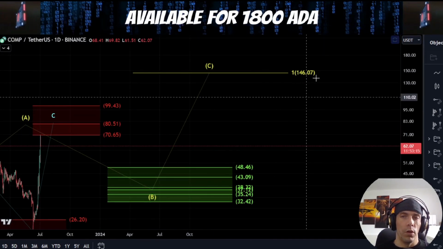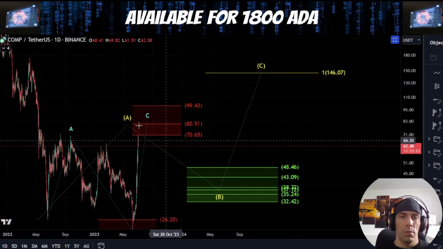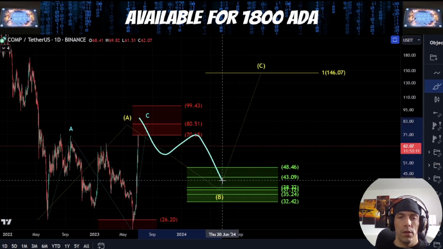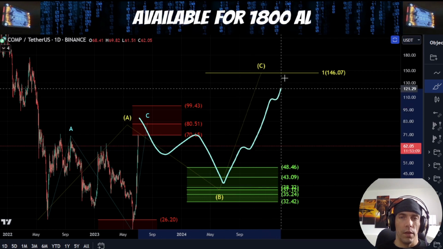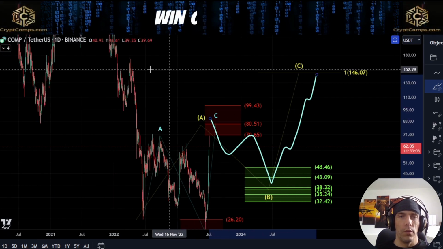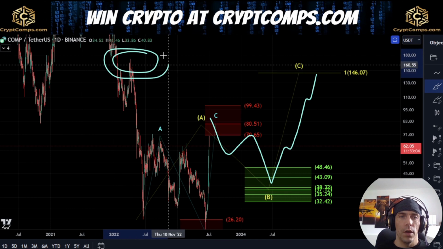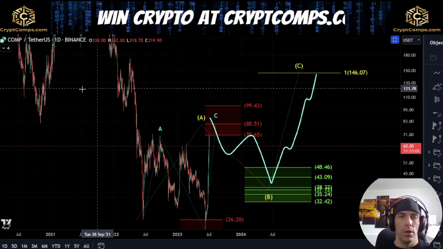looking at this as a 1-to-1 target at this 146. But this would mean that we'd have a bigger break down here, looking to retest this target box, and then potentially looking for this C wave to the upside. If we do, obviously I'm going to be keeping an eye on this swing high here, because this is going to be an interesting level.